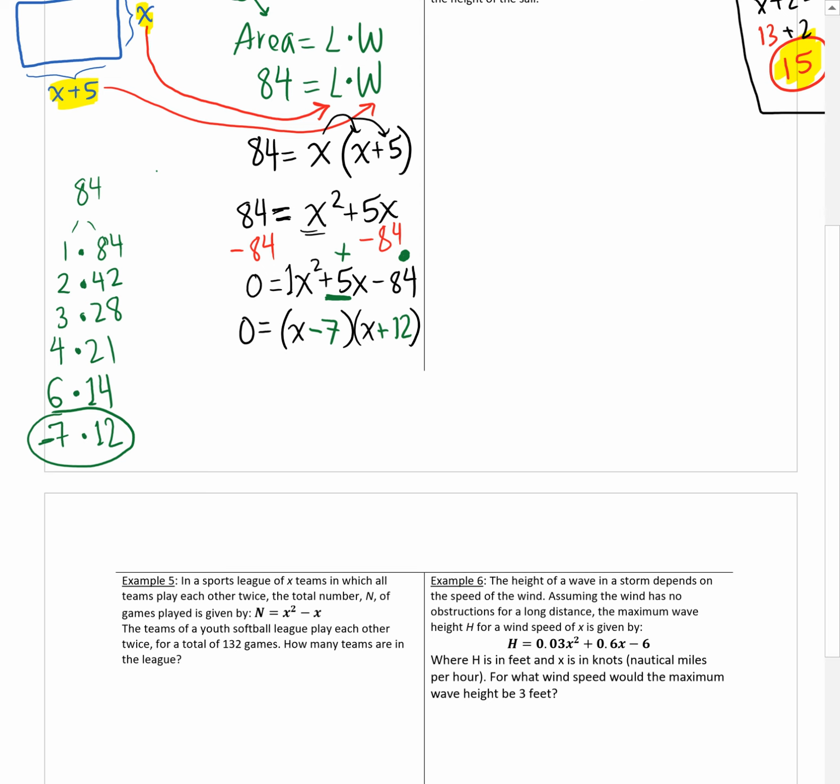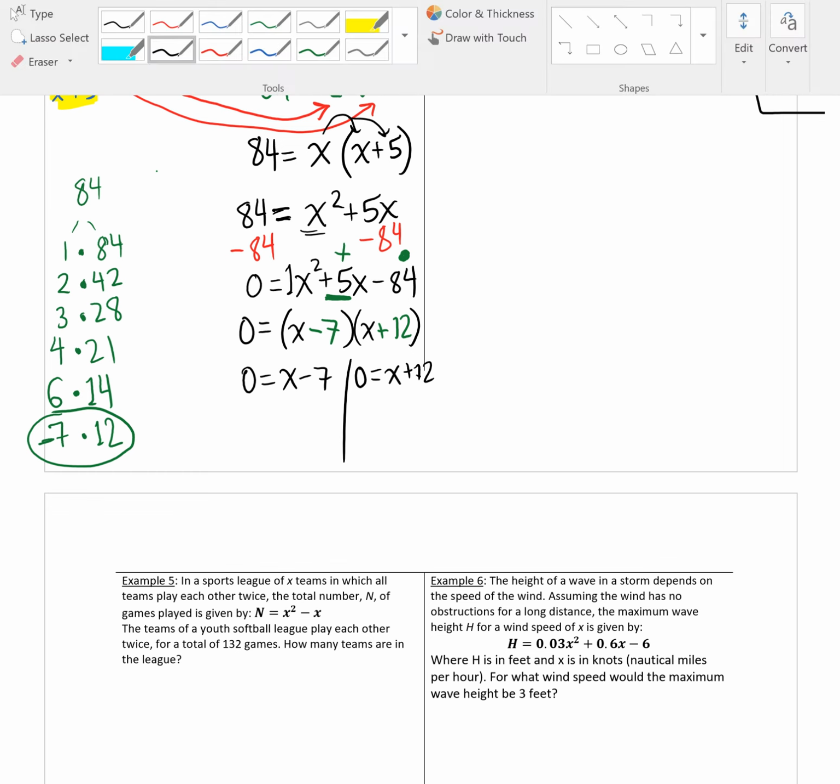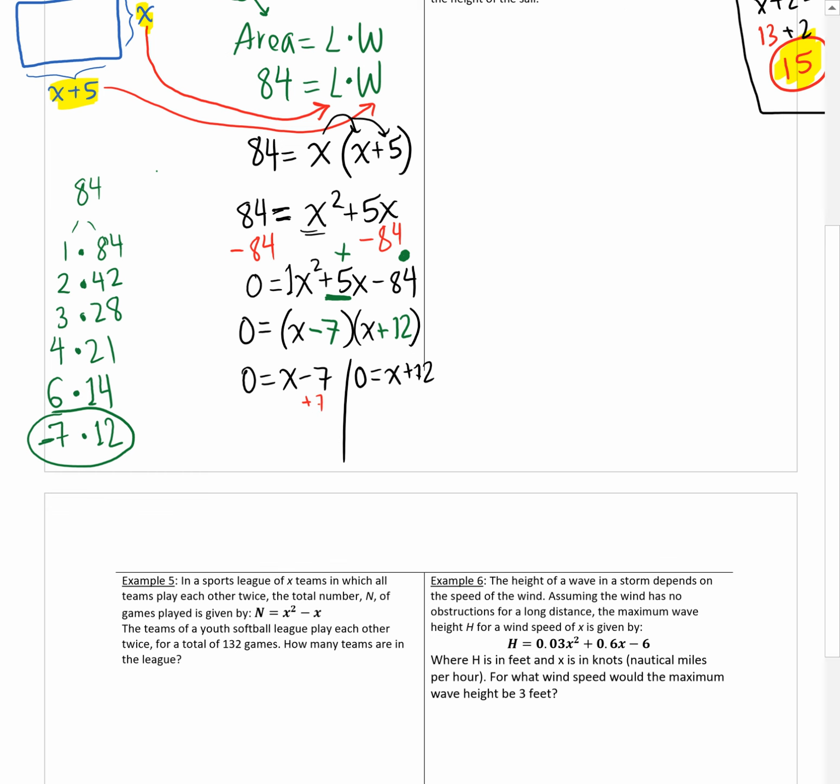Alright, now that we've factored it, we can set each factor equal to 0. The left one, x minus 7 equals 0, and x plus 12 equals 0. And once we solve either one, that's going to be a winner. Let's see, I'll move the 7 over to solve this guy. We've got x equals 7, good stuff. Or 7 equals x, either way. And the other one, if I want to solve that guy, I'm going to move 12 over. Once I subtract it, I'll find that x is negative 12.